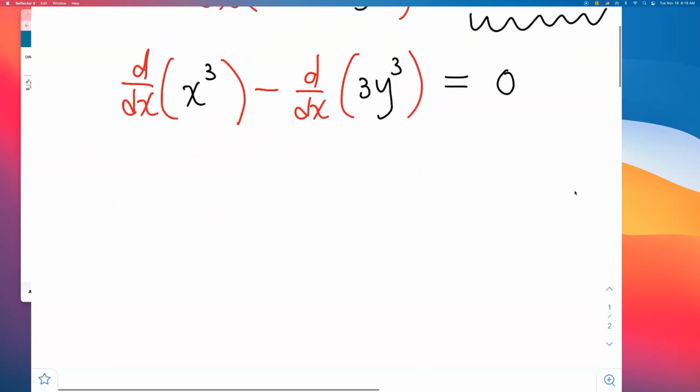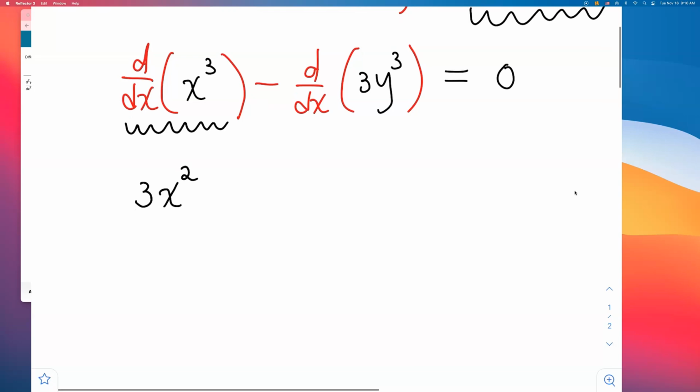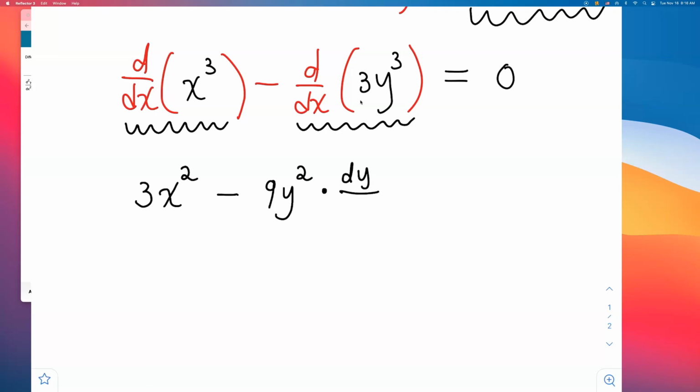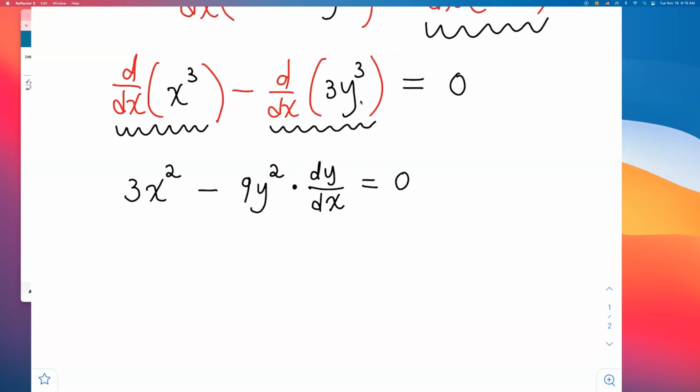First, the derivative of x cubed is simply 3x squared. Now let's do this one. I'll copy down the minus sign. But when I take the derivative of 3y cubed with respect to x, it's not just going to be 9y squared, I must multiply this by dy/dx. And this equals 0.